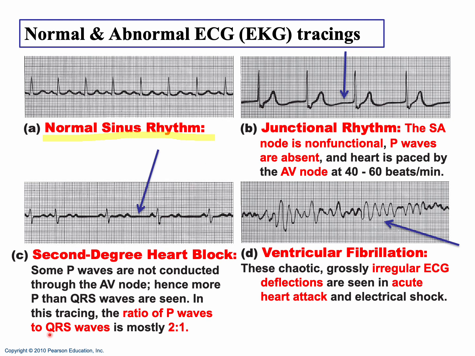The first one here is known as junctional rhythm. You can identify that the SA node is non-functional and P waves are absent. That's what we're seeing here on the graph. We have a QRS complex, a T wave, but no P wave. No P wave, no P wave, right? Letter C down here. Here we're looking at a second degree heart block.